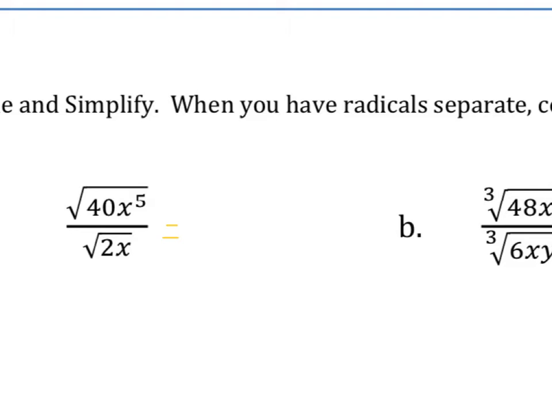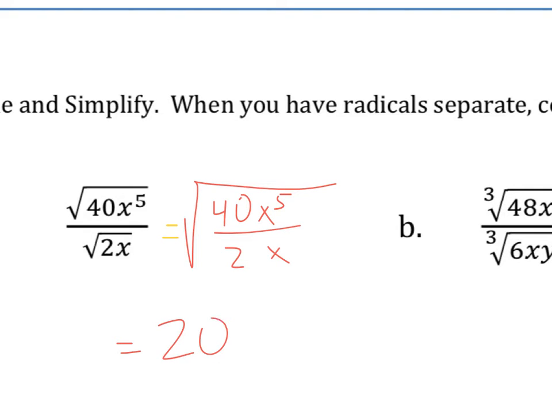So if we have these two square roots divided, that's the same as the square root of 40x to the fifth divided by 2x. And then that just divides out. We can divide that. This is 20 and x to the fifth divided by x to the first. Remember, we subtract exponents when we're dividing. So this is going to be x to the fourth. And we still got the square root.